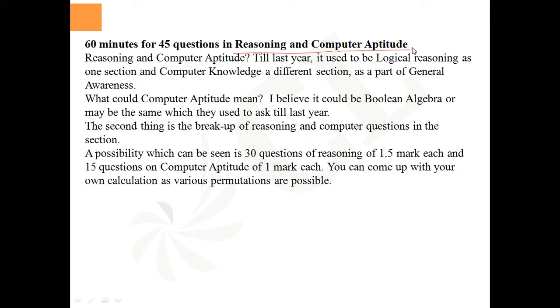But what is the challenge? Previously we were targeting 40 questions in 40 minutes for the reasoning section. Now we are targeting 45 questions in 60 minutes. I am assuming that the breakup would be reasoning with 35 questions and computer with 10 questions. These 10 questions would not take more than 5 minutes. So for 35 questions you have, sorry, 55 minutes, right? 35 questions, 55 minutes.